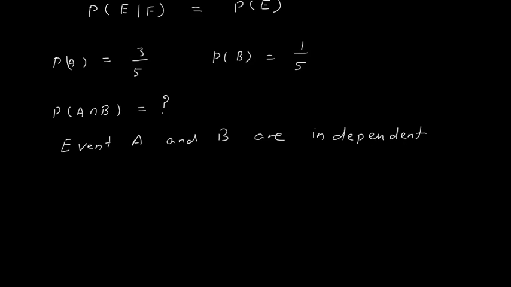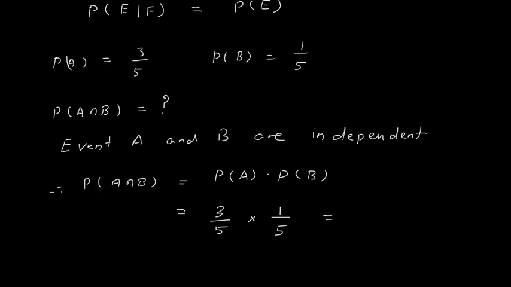Therefore, probability of A and B is equal to probability of A into probability of B, which is equal to 3 divided by 5 into 1 divided by 5. So this is 3 into 1 is 3, and 5 into 5 is 25. This is the required probability. This is our first question. Simple question.